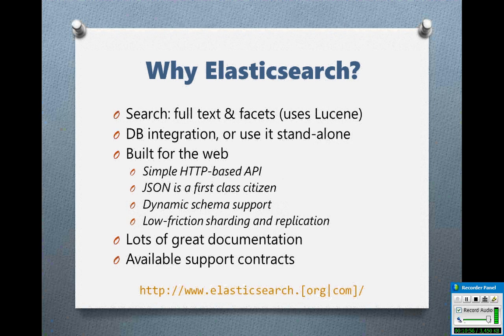One of the nice things about Elasticsearch is it has a simple HTTP web API. If you want to put a document in it, you send a put to an endpoint. If you want to get a document, you use a get endpoint and you'll get that document back. Even the search API is done that way. JSON is a first-class citizen, so when we talk about documents in Elasticsearch, we are talking about JSON. Okay?